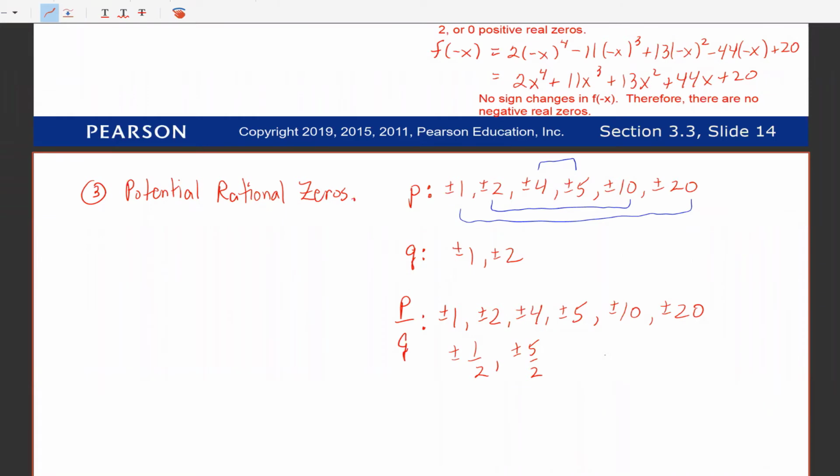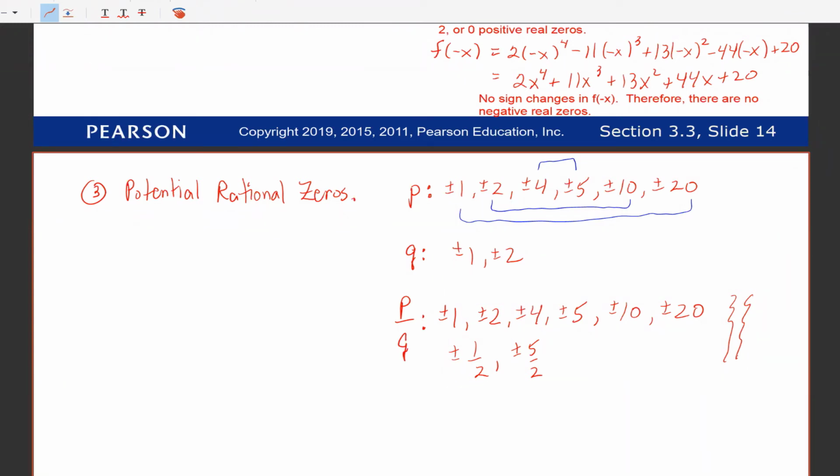Remember what this list means. If you're going to have a rational zero, it must come from this list. So we know, for example, 3 is not a rational zero of the polynomial function f because it's not in this list. 2 might be a rational zero, but it might not.